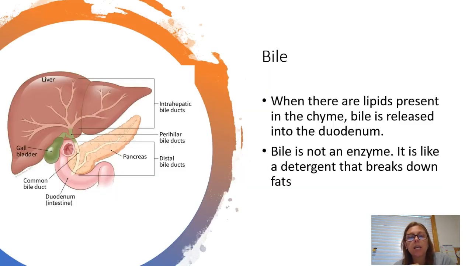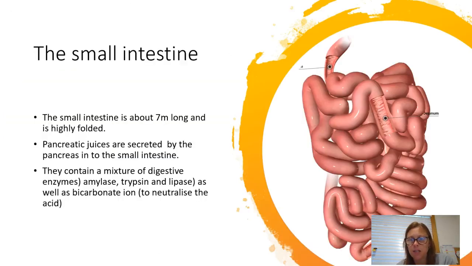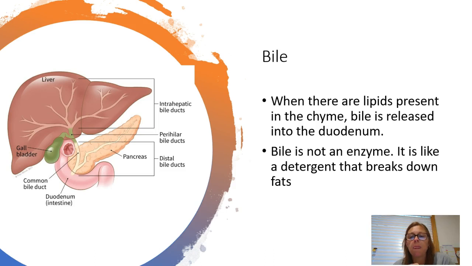So once we've got that food in that small intestine, if there's lipids present there, so our fats, bile is released into the duodenum. Now, the duodenum is the top part. If we go back to our previous slide, our duodenum is up here, the top part, just as it comes out of the stomach. Now, bile's not an enzyme. It basically is like washing detergent, except it's not washing detergent, but it breaks down the fats into smaller droplets.